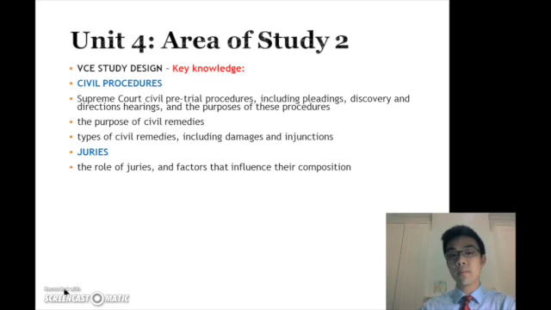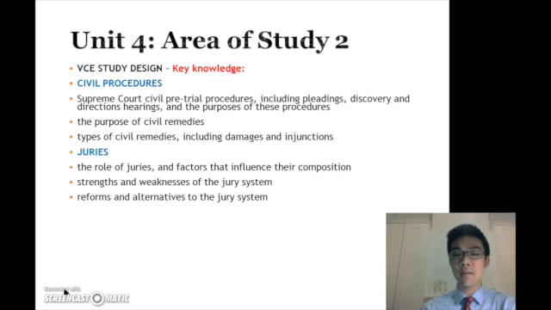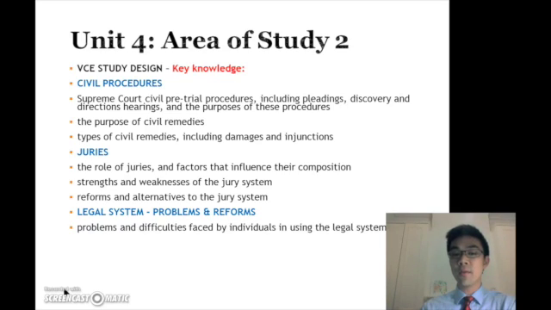Juries, again, we know what they are. We're going to look at in detail the things that influence how they're made up. Strengths and weaknesses, that comes up again. And then we start looking at reforms and alternatives.